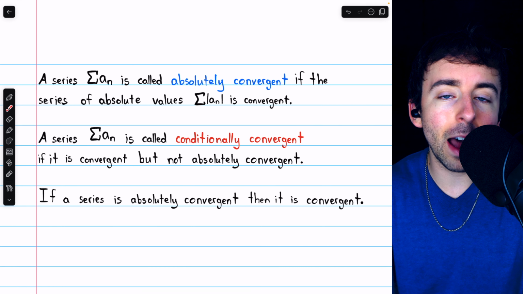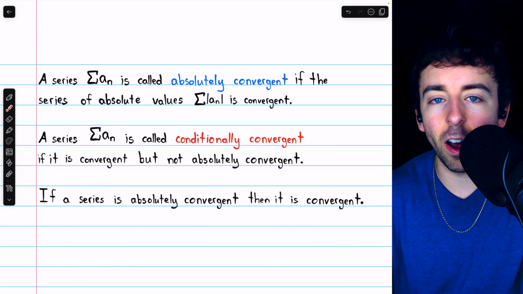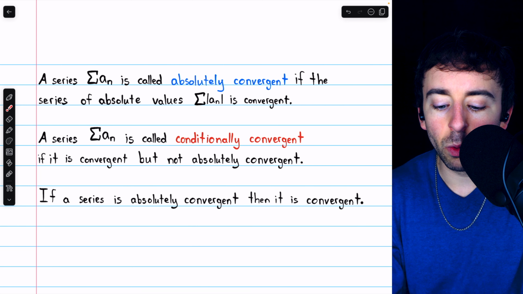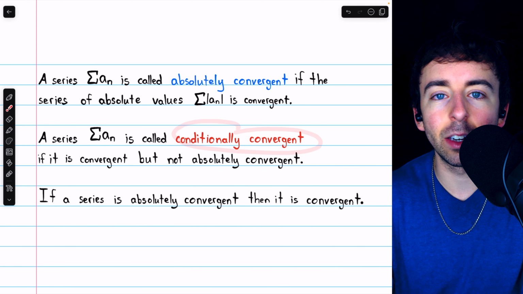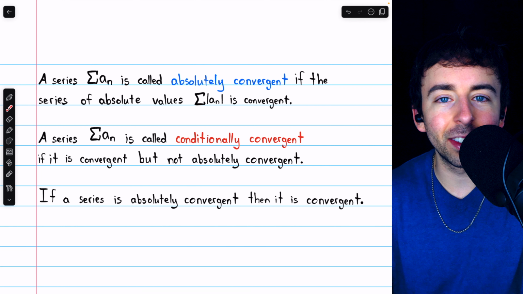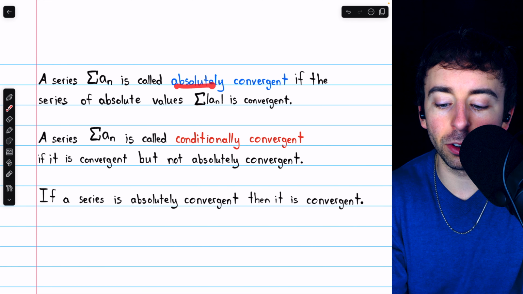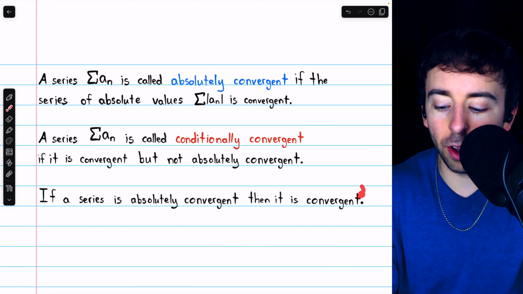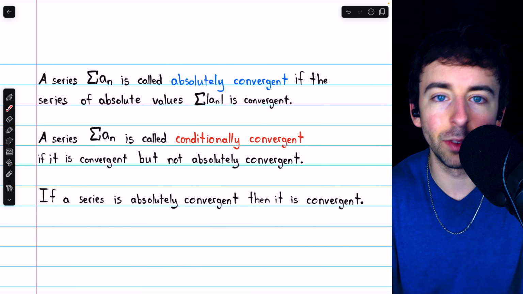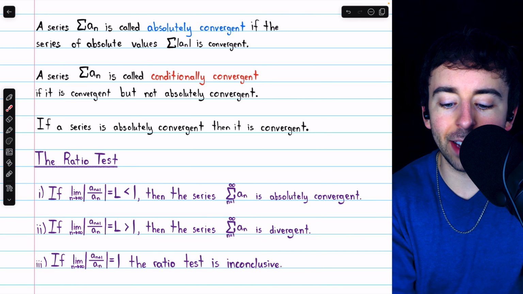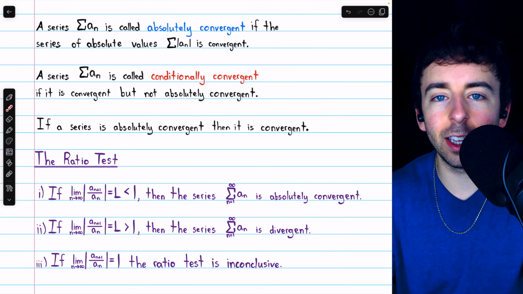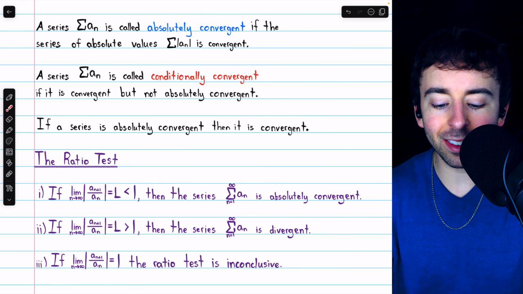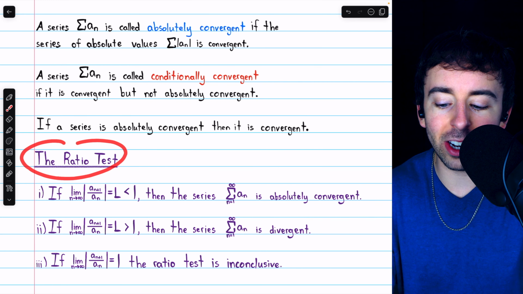Now, if a series happens to be convergent but is not absolutely convergent, we would call it conditionally convergent. The ratio test can tell us that a series is absolutely convergent, which of course also means that it is normally convergent. I'll leave a link in the description to my lesson going over these terms in more detail if you need to review that more. But let's get on to the statement of the ratio test.